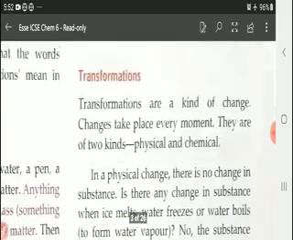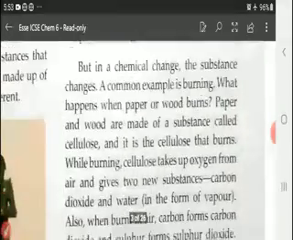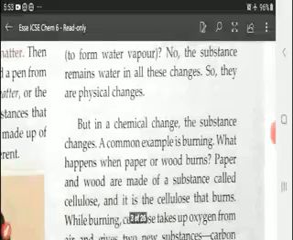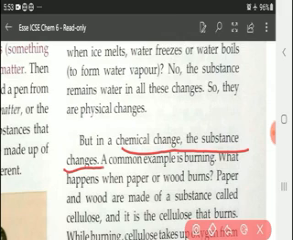We discussed two types of changes in case of transformations, the physical and chemical. In physical changes, there is no change in substance. Then what about chemical change? In chemical change, the substance changes. A common example is burning. What happens when paper or wood burns?